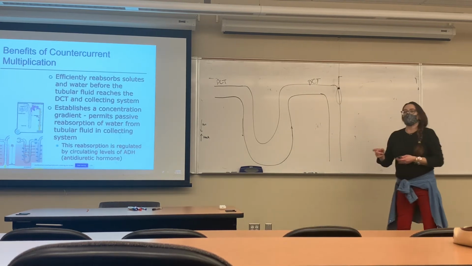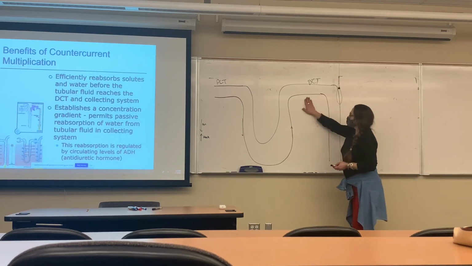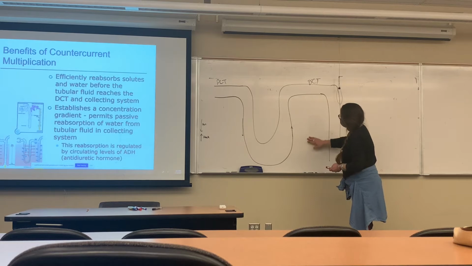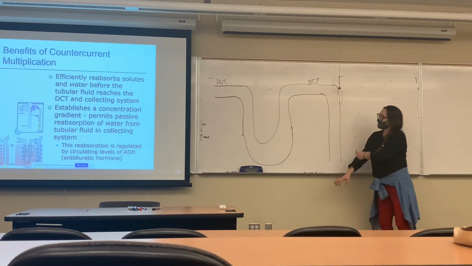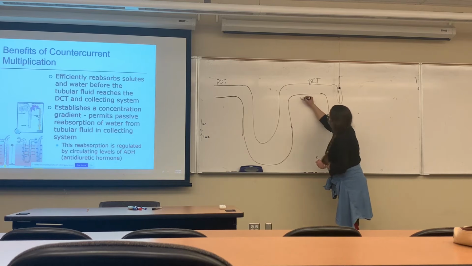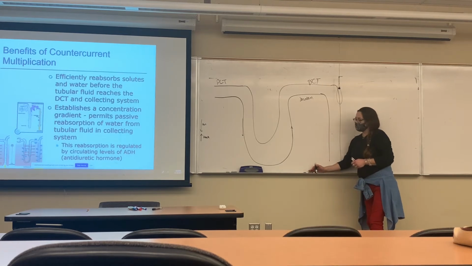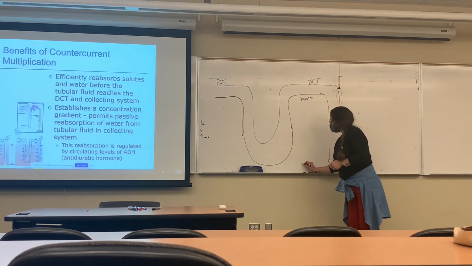The other benefit of this system is, remember when we looked out here at the peritubular fluid? I said that when you were close to the cortex, it was about 300 milliosmoles out here. And as you got deeper in the medulla, the osmolarity increased. So there was about 1,200 milliosmoles down here.